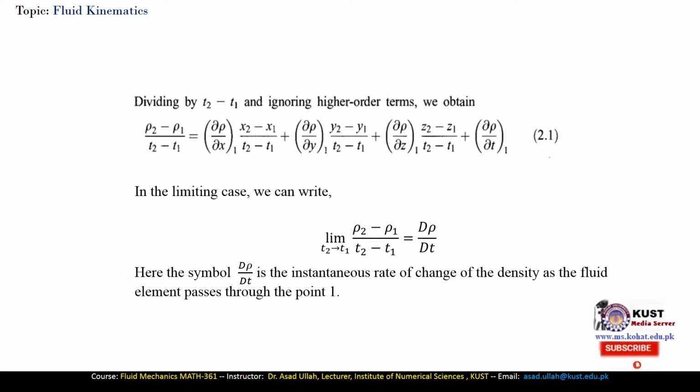Now in the limiting case, we can write (ρ2 minus ρ1) divided by (t2 minus t1) as t2 tends to t1, and this expression is equal to Dρ/Dt. Here the symbol capital Dρ/Dt is the instantaneous rate of change of the density as the fluid element passes through the point 1.